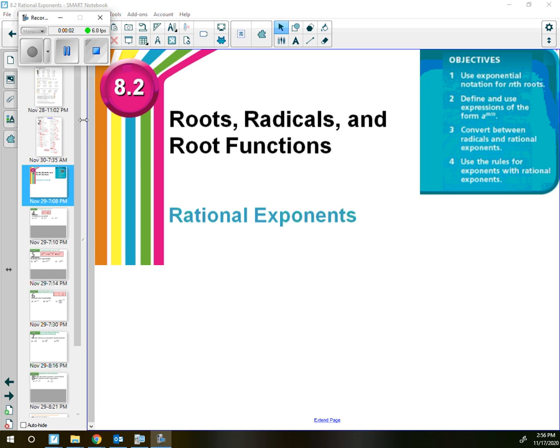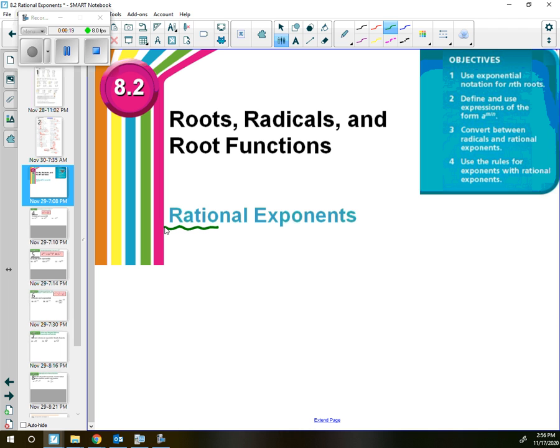Okie doke, we're on to A2, which is going to be a little bit more with dealing with radicals and how to go back and forth between something called a rational exponent and radical form. Sometimes one versus the other might be easier to work in. Rational exponent comes from the word ratio, which just means a fraction.